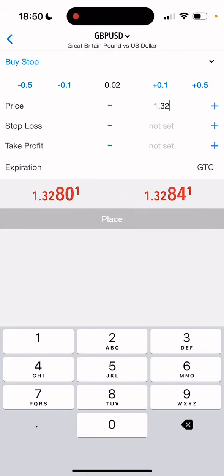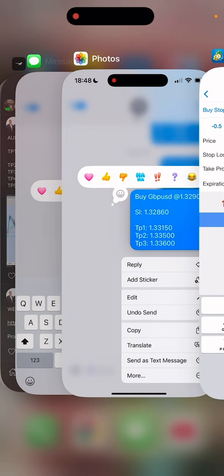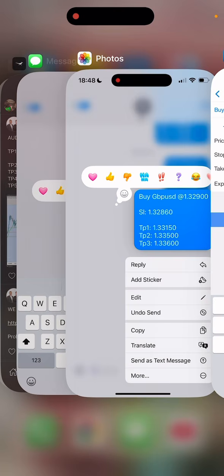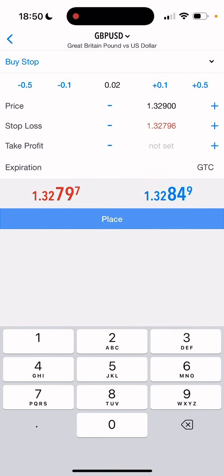We enter the price given, 1.32900. We enter the stop loss, which is what? 1.3286. Okay, that's not correct. Let's put 1.32860. Yeah, 860 is okay. Then take profit.